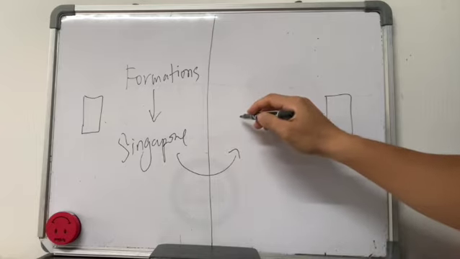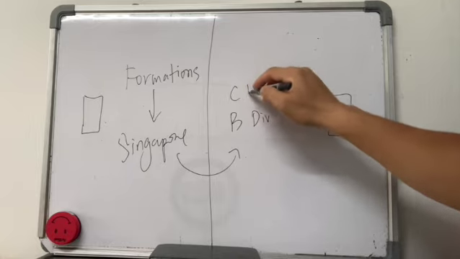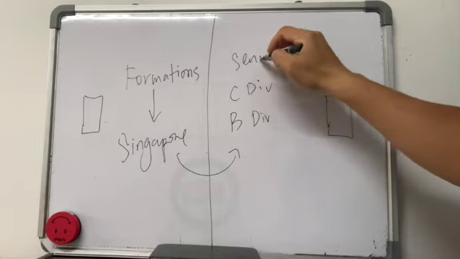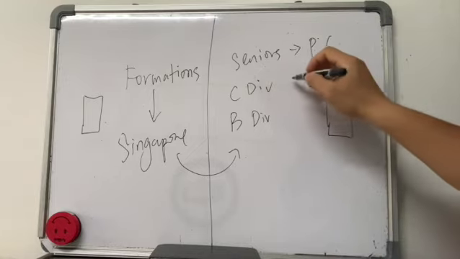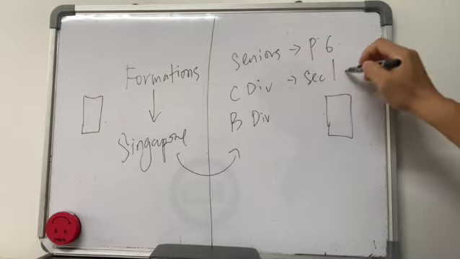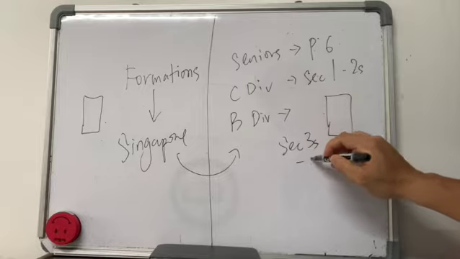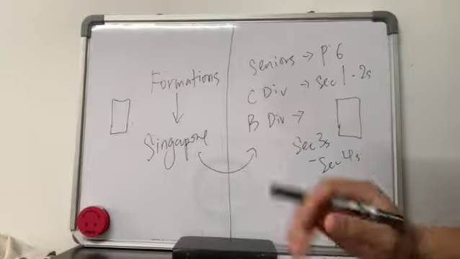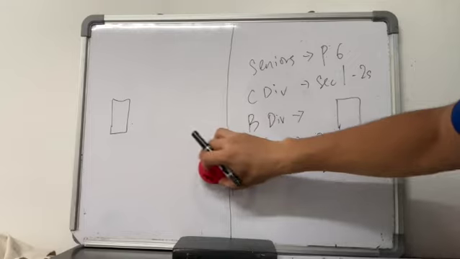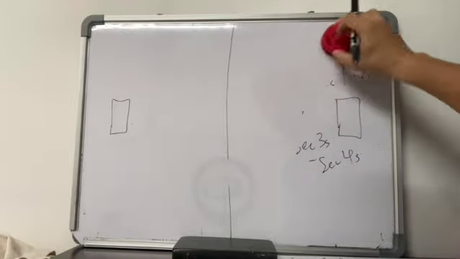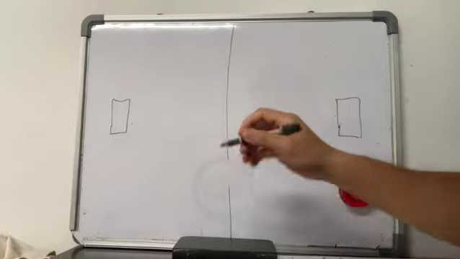For the age groups, or rather the divisions, B division, C division, as well as the seniors tournament. Now, the seniors tournament actually refers to the primary 6 level. C division would be the sec 1s to sec 2s, and B division would be the sec 3s to sec 4s. First, the formats that these age groups operate in, and after which I'll touch on a few common formations that local coaches typically use.